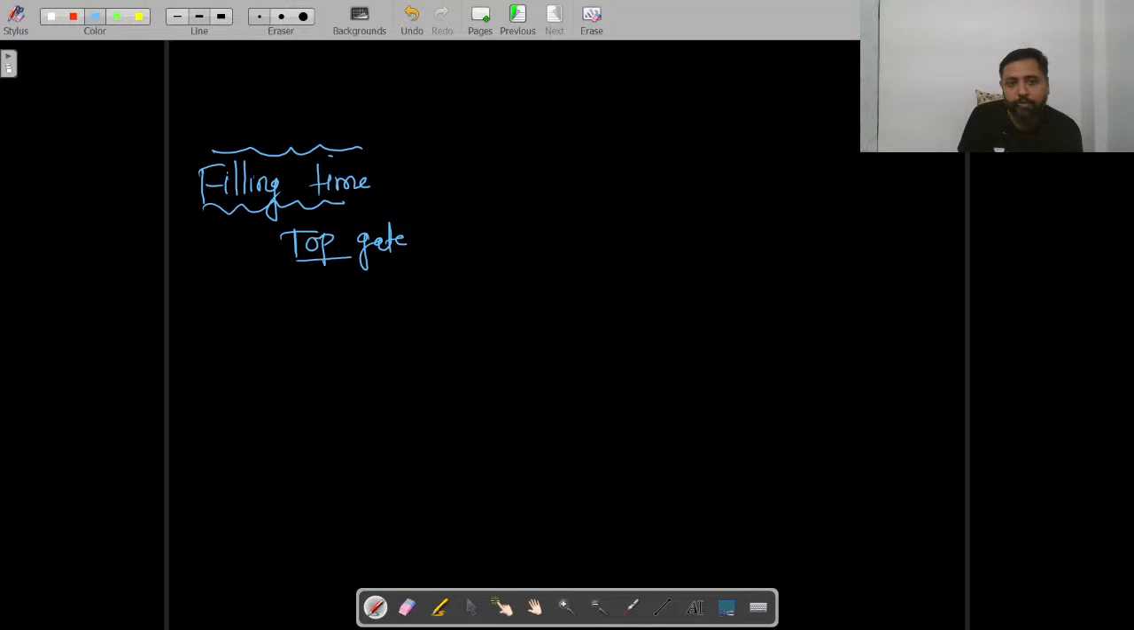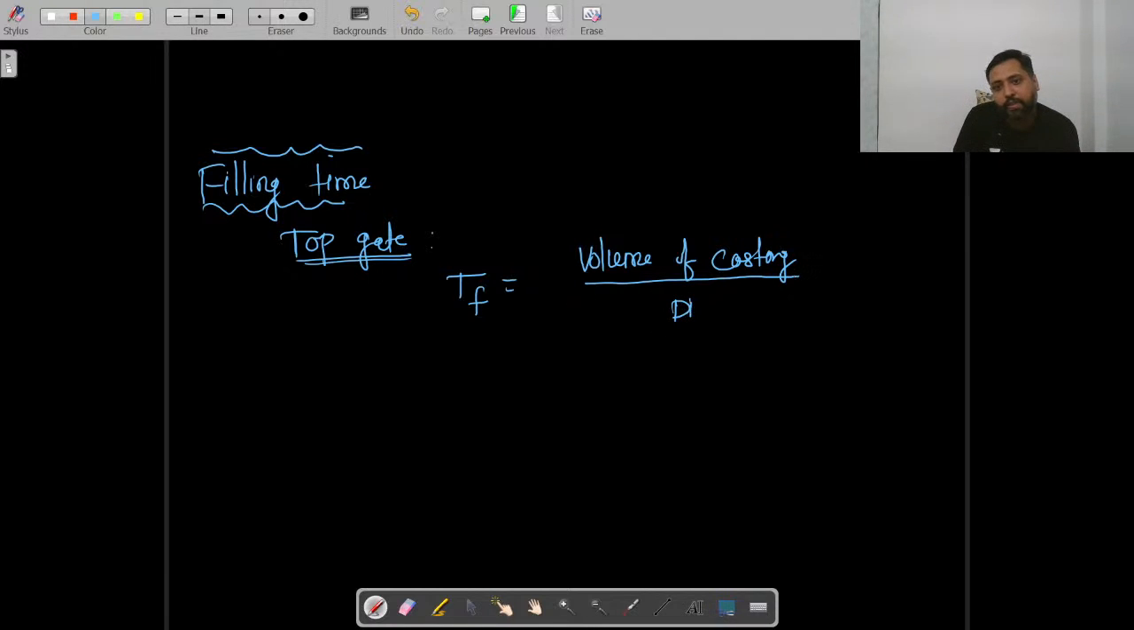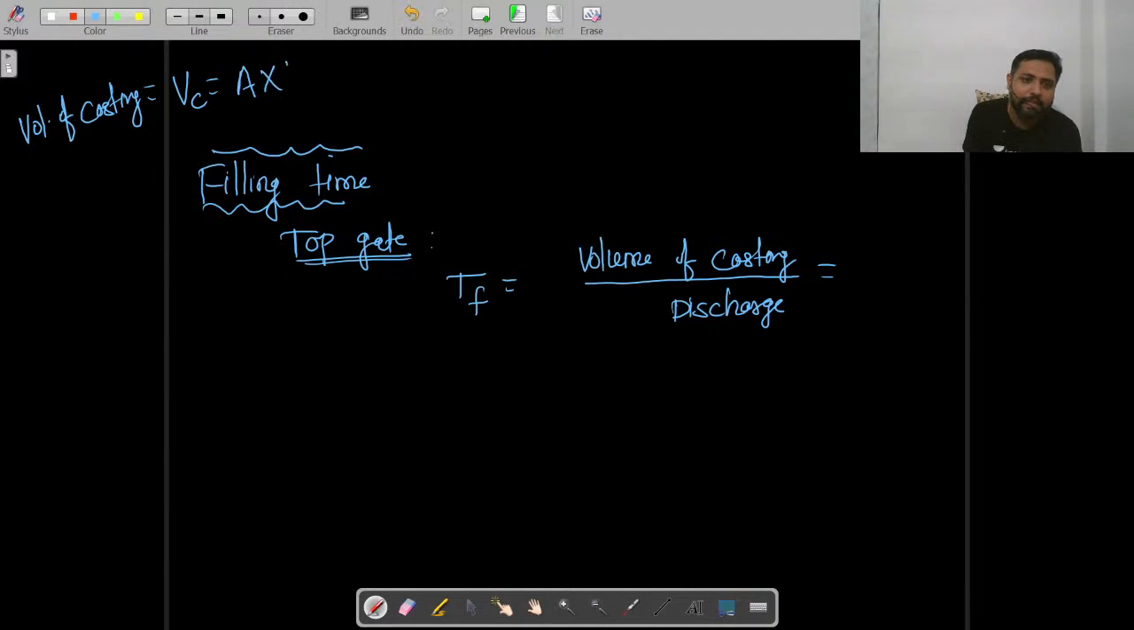GATE, if you are using a top gate, what you will be doing? You will have this filling time through top gate as equal to volume of casting divided by discharge. And this you can write in different terms. Volume of casting, let us say VC. This will be like cross sectional area of the casting multiplied by height of the casting. Or if it is having some complex intricate type of shape, then there will be some other method to find the volume of the casting. That is how you can find the volume of the casting.